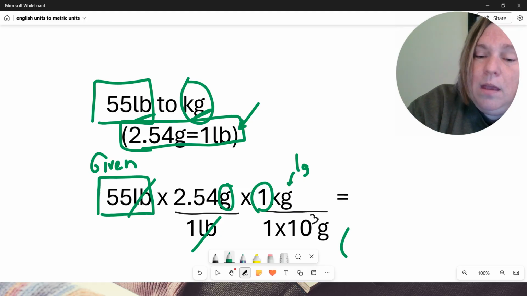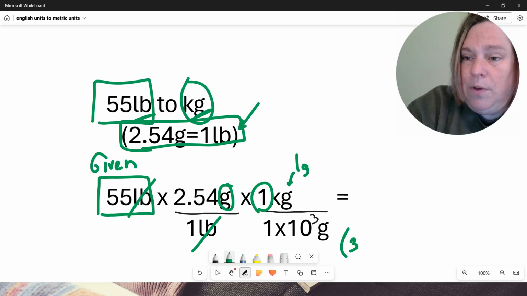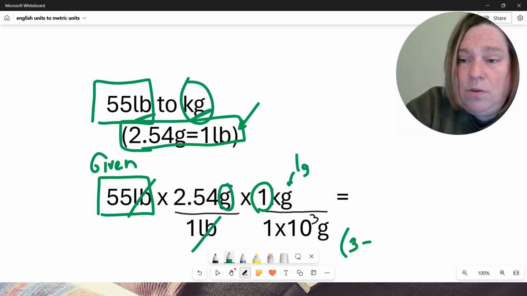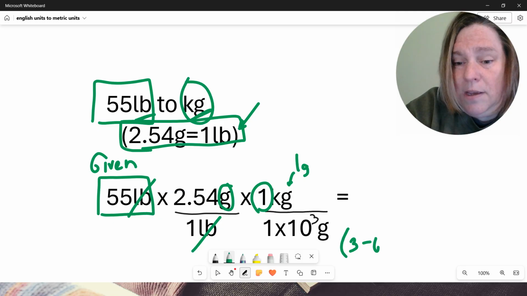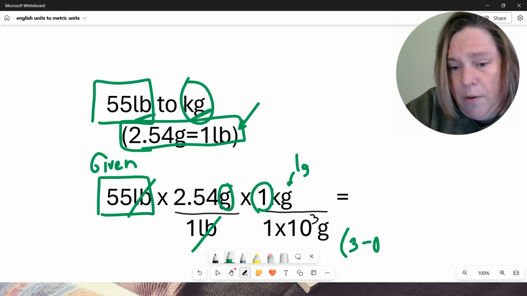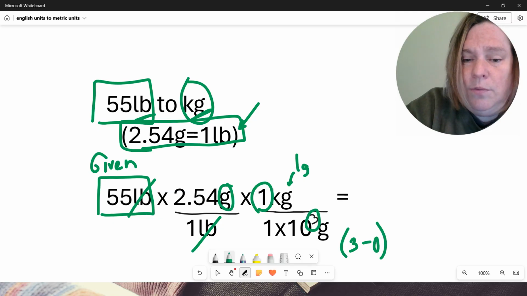Well, kilo has an exponent of 3. The gram is the standard unit. It has no prefix, so it has an exponent of 0. So the difference in those is 3. So how do we solve this problem?